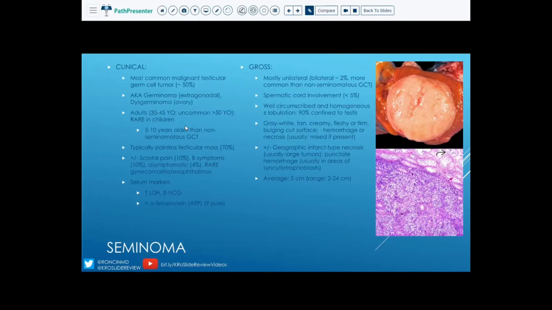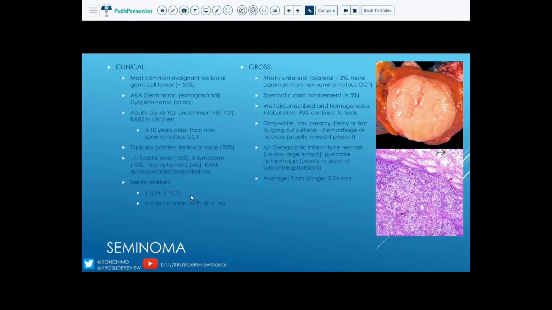And they tend to be older than the non-seminomatous germ cell tumor. So non-seminomatous just means not seminoma. They are typically painless testicular masses, and that's about 3/4 of your patients. But some patients can have scrotal pain. They might have those B symptoms, like fever, malaise. 4% of them will be completely asymptomatic, so you need to keep that in mind. Extremely rare presentations would be gynecomastia as well as exophthalmos.